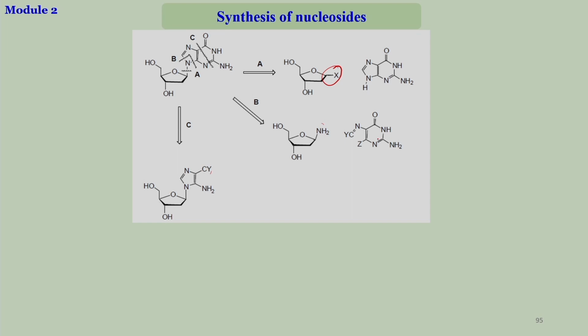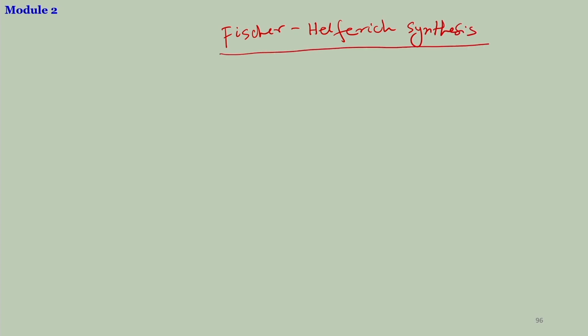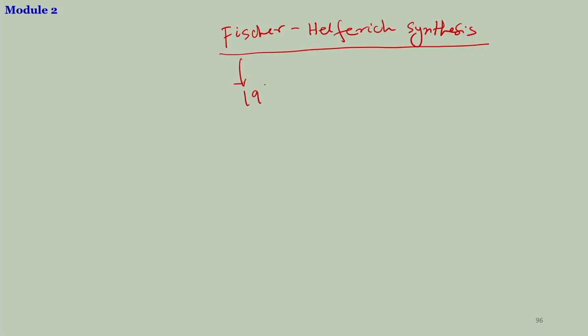We do not use these methods much nowadays. Mostly people use this method where you synthesize the nucleobase separately, the sugar separately, then couple them together. The first kind of synthesis was done by, it is a name reaction, the Fischer-Helferich synthesis. This is one of the first successful syntheses of the nucleosides, and Fischer is very famous actually for his synthesis of the purines, especially the purine nucleosides and nucleotides. Fischer received the Nobel Prize long back, in 1902, for his famous purine synthesis protocols.